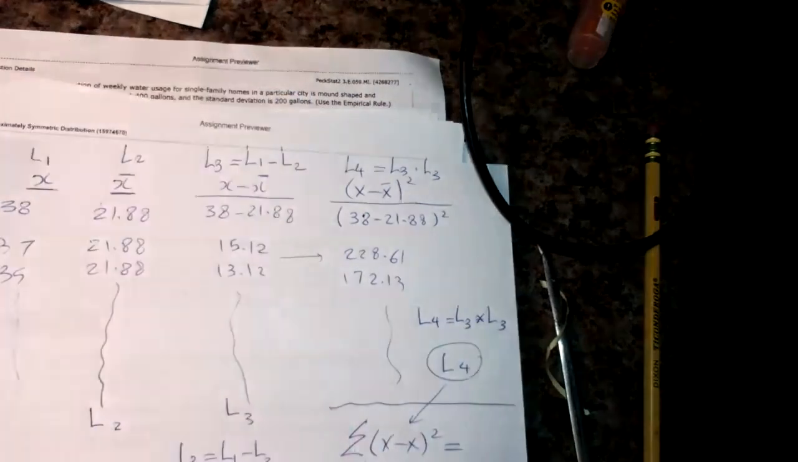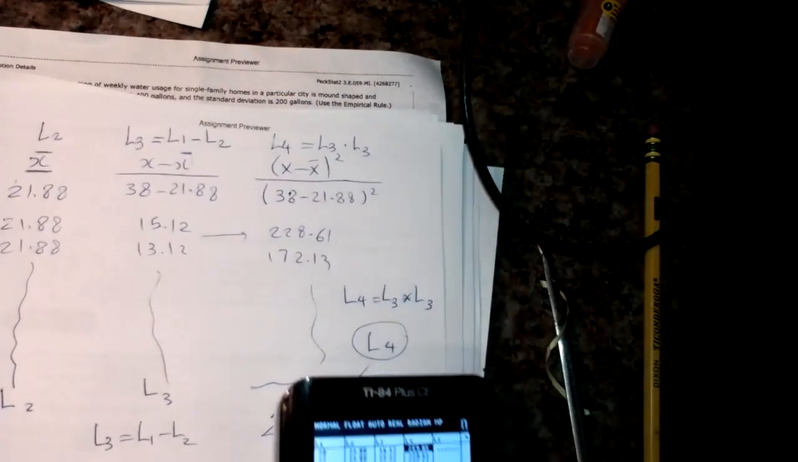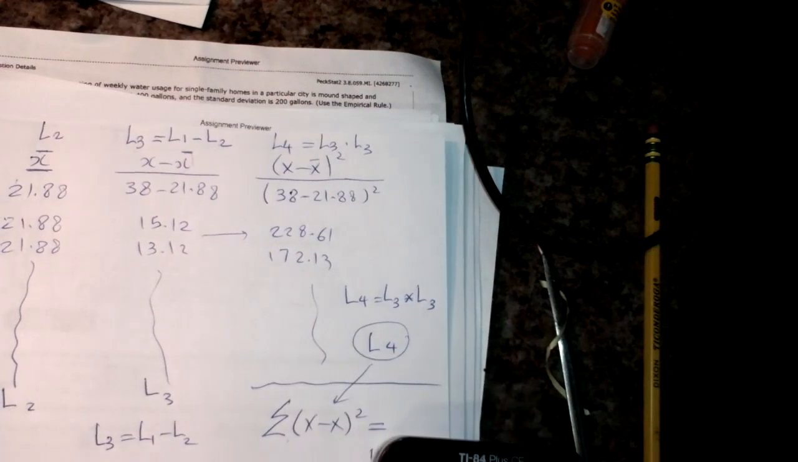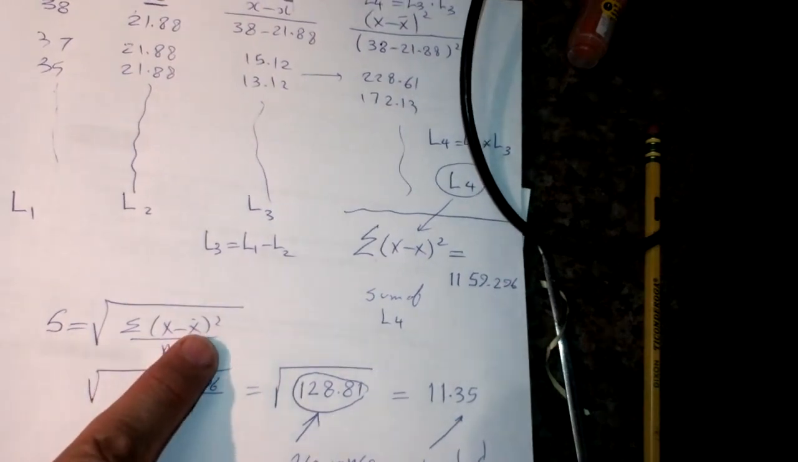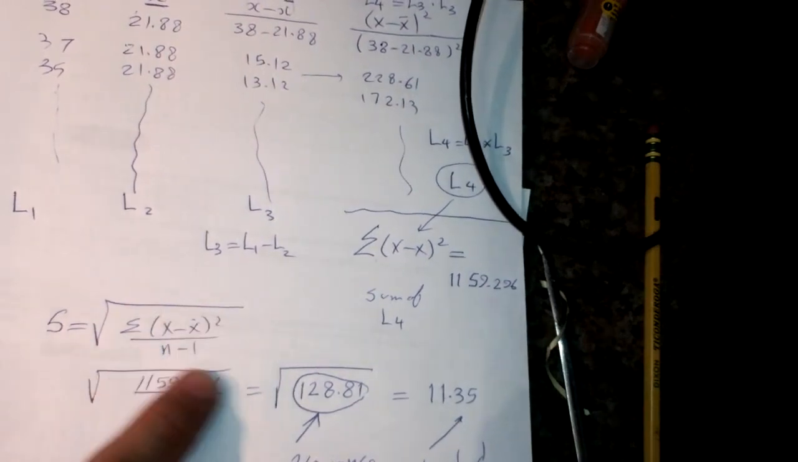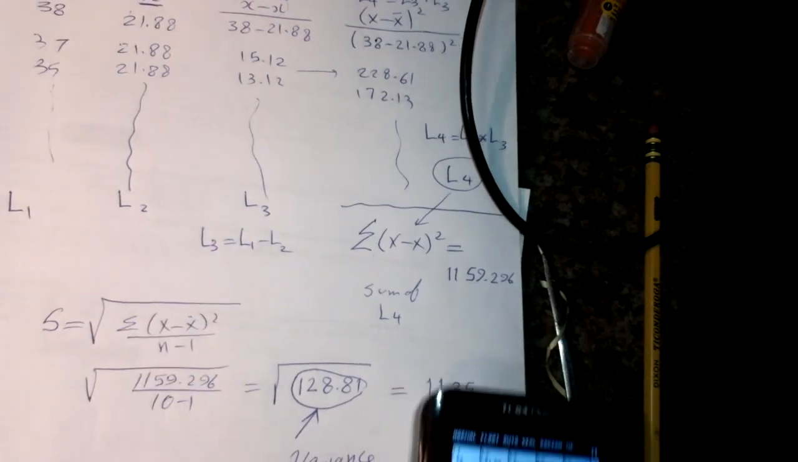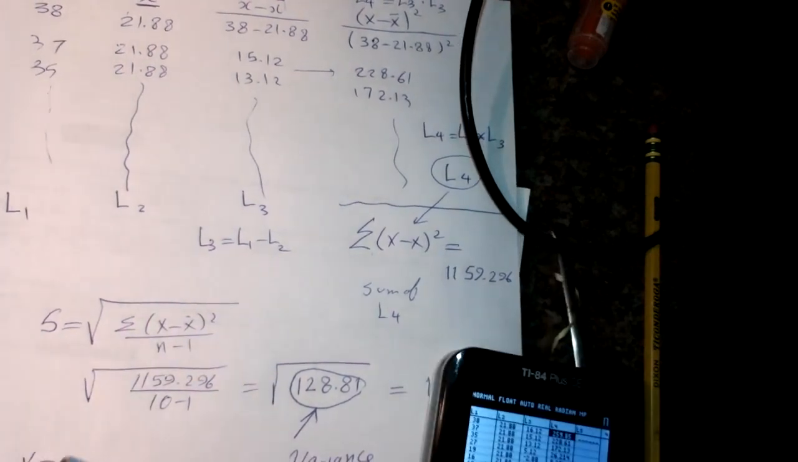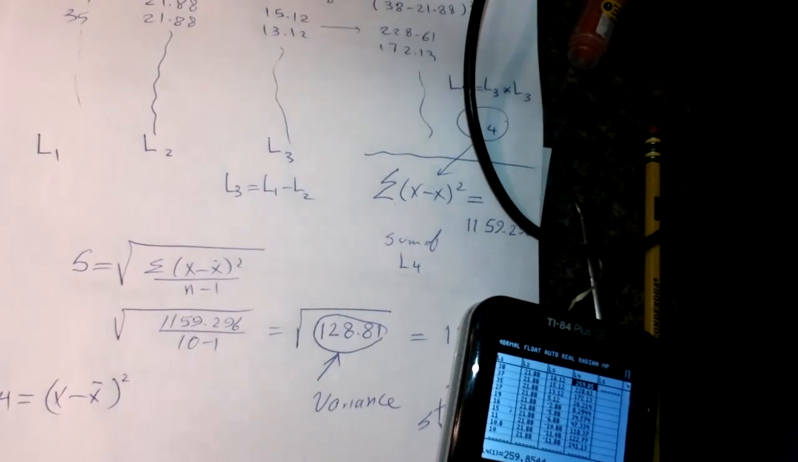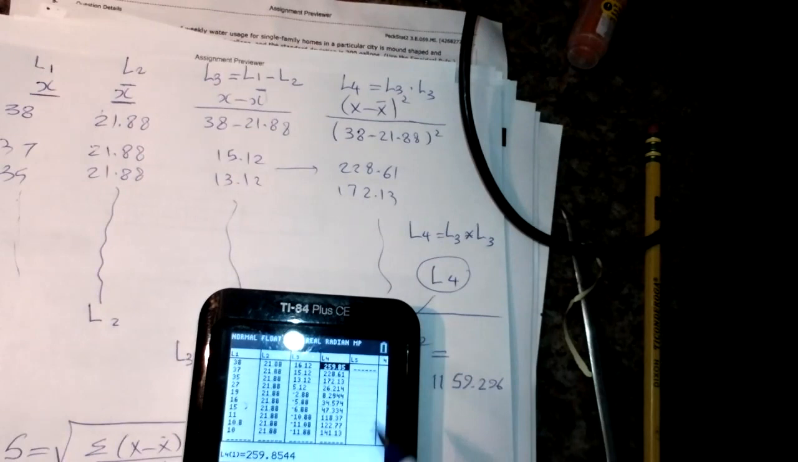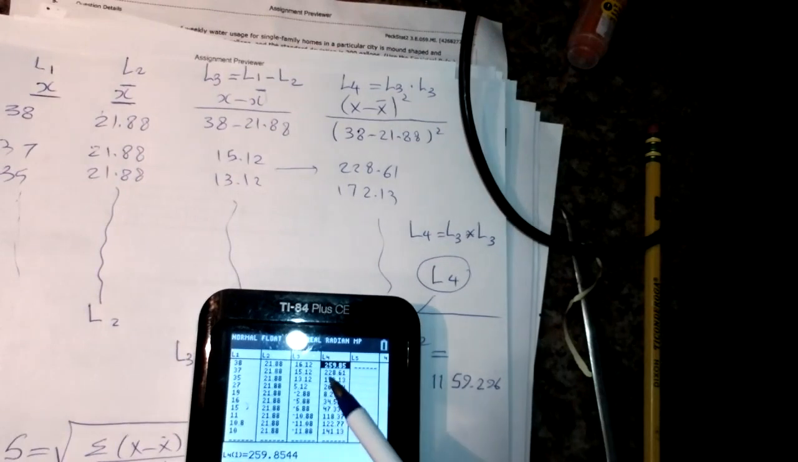Now, in the formula, we need sum of x minus x. See here, let me show you. We need sum of x minus x to power of 2. Means we need to add everything on L4, because x minus x to power of 2, remember, it was L4. So we need to add all those numbers. We need to add all this.